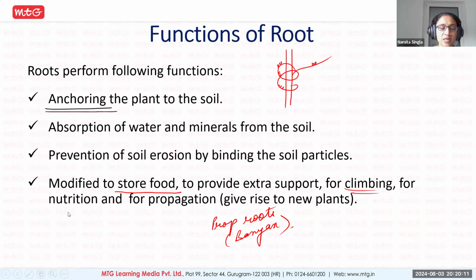Then for climbing, as I already told you, in the case of money plant, special roots are used for climbing. For nutrition, this carrot, turnip, and tomato. For propagation, meaning multiplication or giving rise to new plants. So yes, in the case of carrot, turnip, radish, when we put these plants into the soil, they multiply and give rise to new plants.